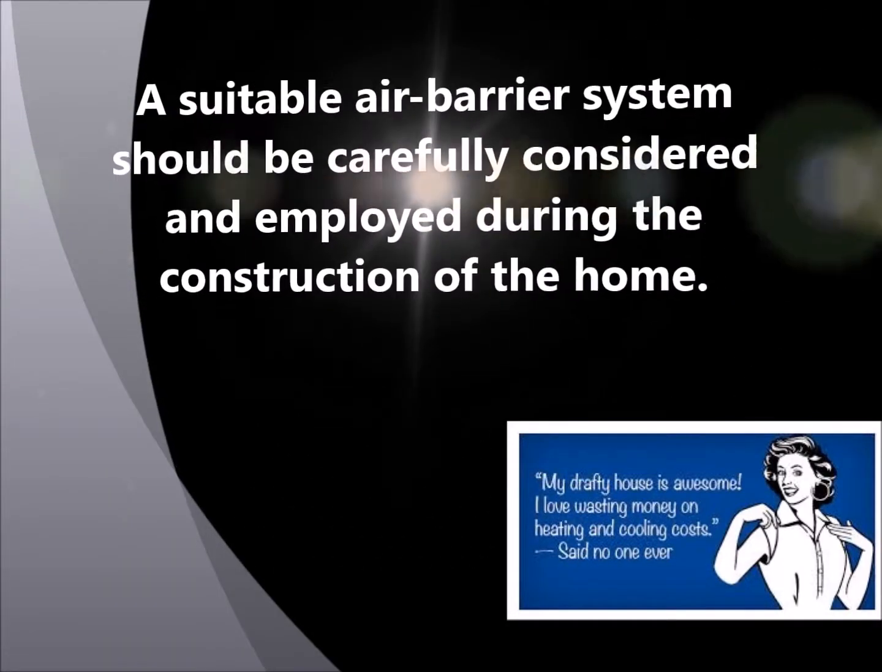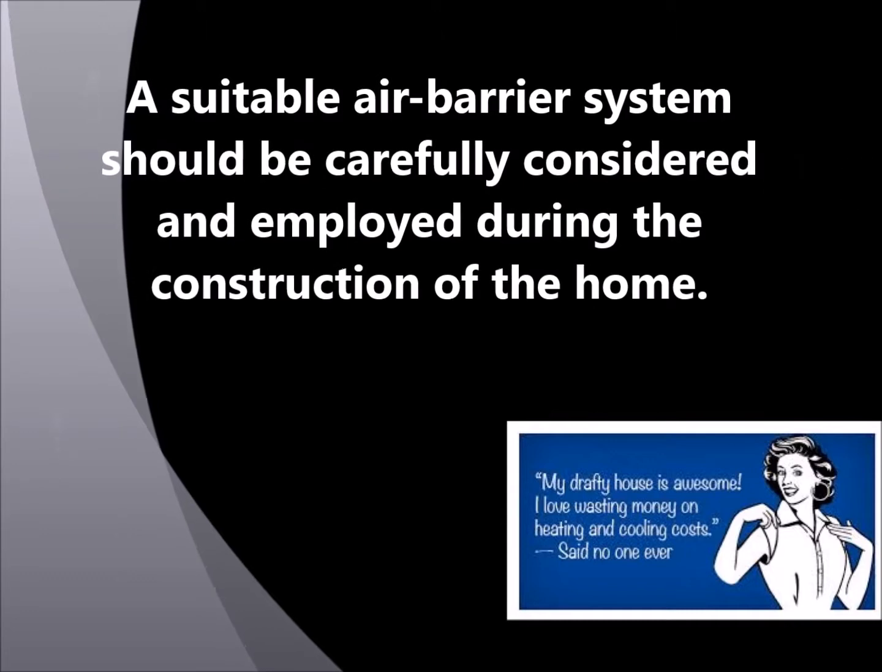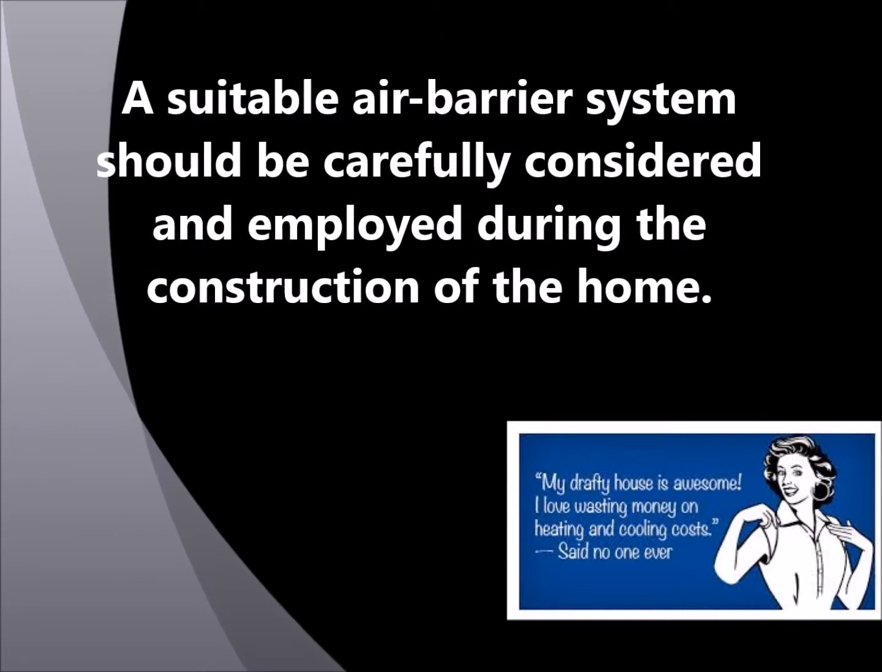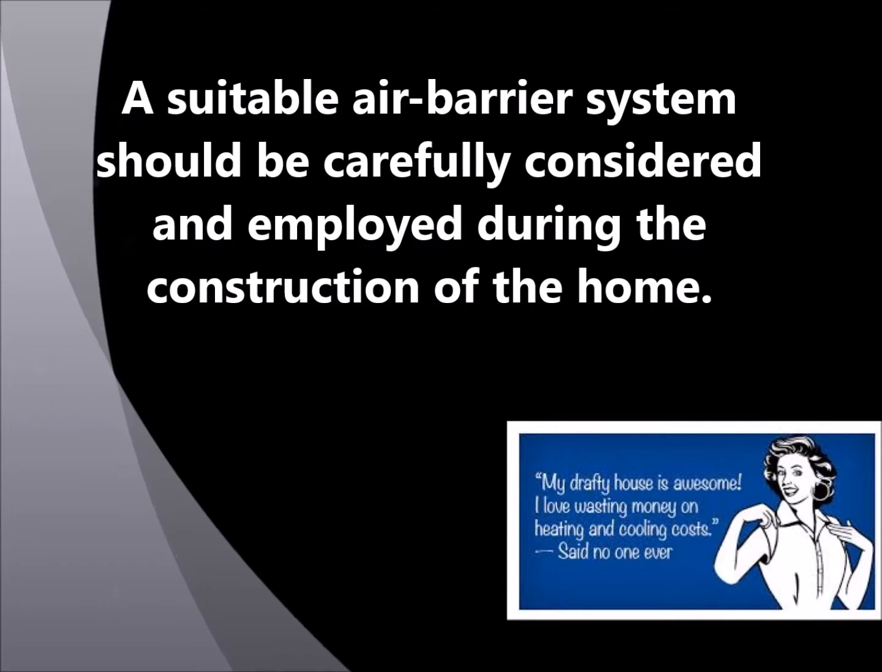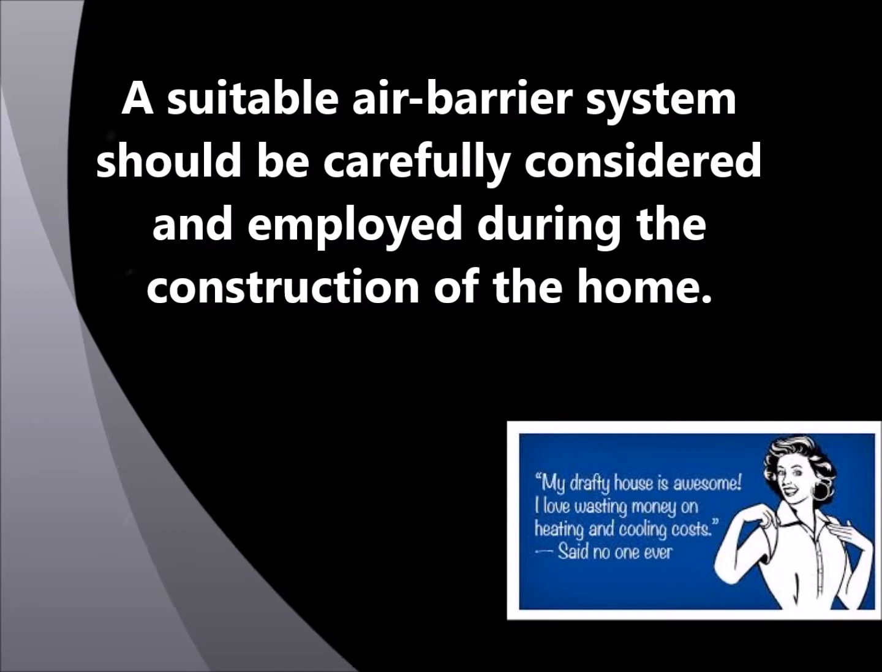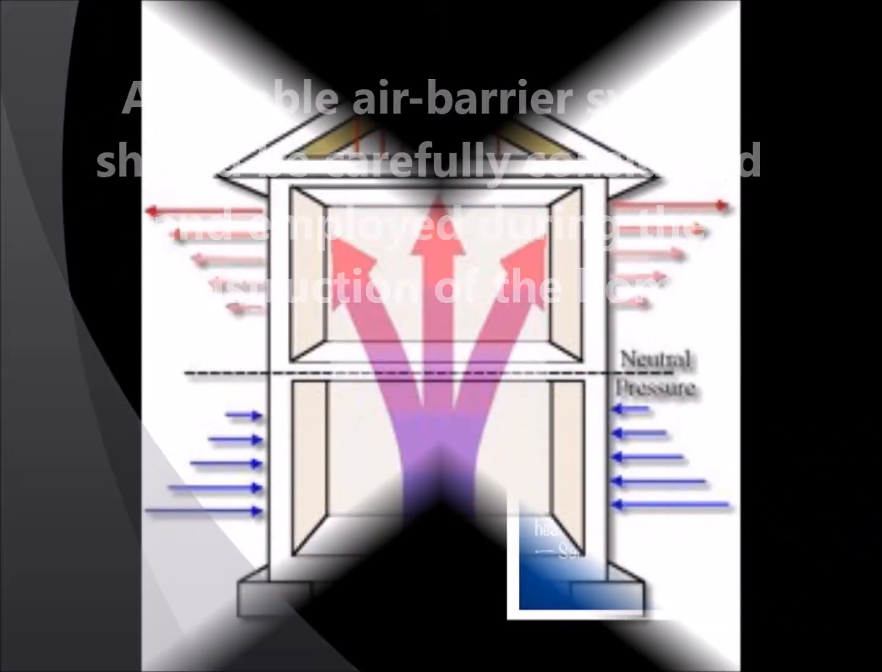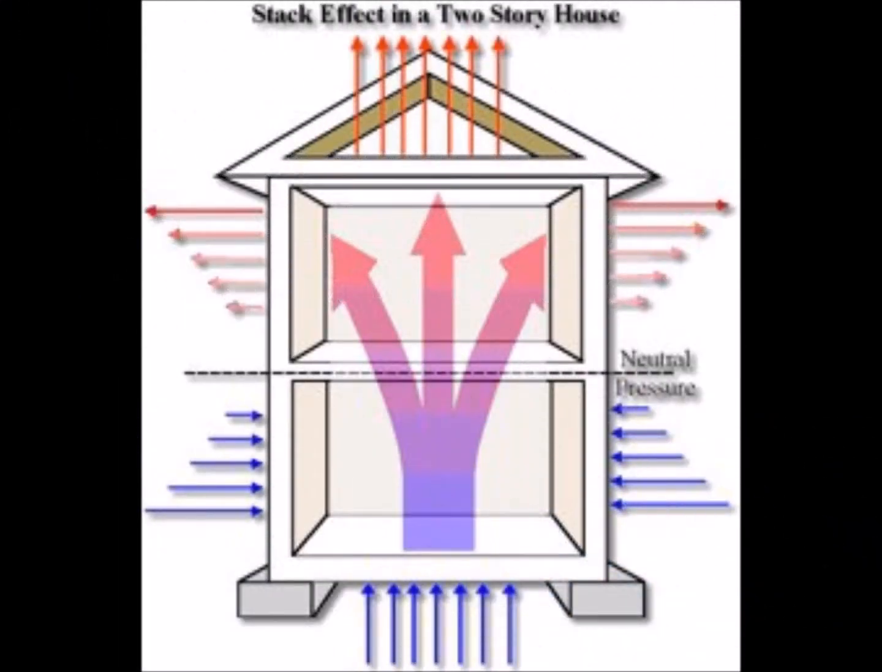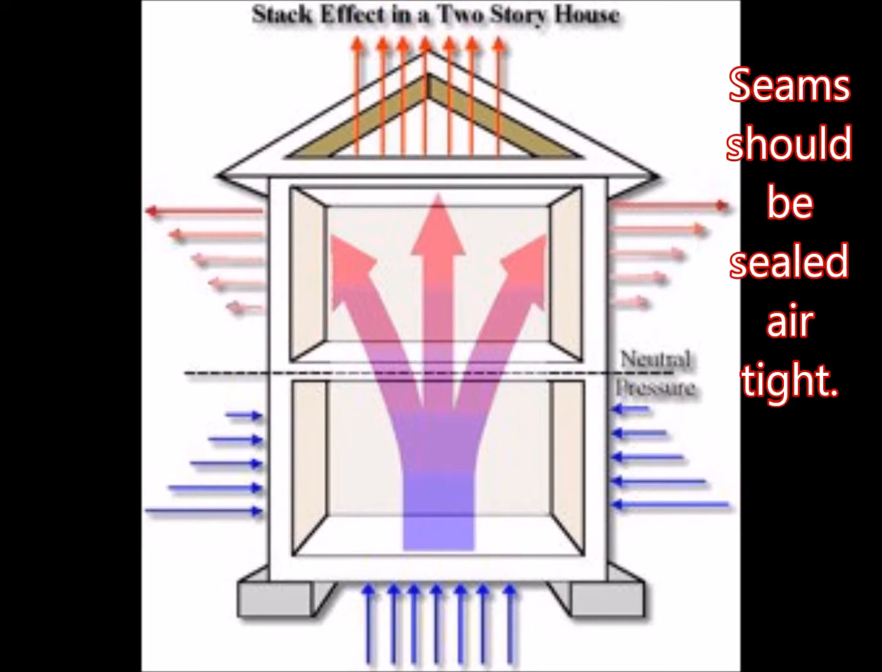In addition, a suitable air barrier system should be carefully considered and put into place during the construction of the home. Any one factor or a combination of the following factors can drive air leakage: wind, forced air HVAC equipment such as a central air handler, and the stack effect. Wind and stack effect driven air leakage are best handled by the use of air barriers. HVAC equipment should be properly installed, and seams and connections in the distribution piping should be sealed airtight.